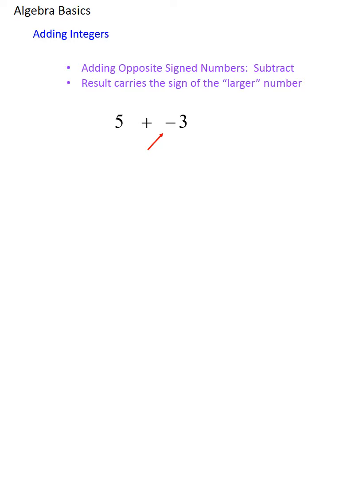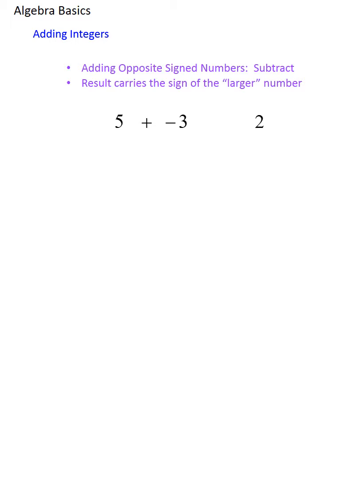Here we have a -3, and here we have a 5 without a sign in front of it. In mathematics, that means that the 5 is positive if no sign is indicated. And so because I'm adding opposite signs, a positive and a negative, I subtract them. When you subtract 5 and 3, you get 2. Now, the result carries the sign of the larger number. 5 is larger than 3, 5 is positive, therefore the result is positive. We don't often write +2 as the result because +2 is the same as 2.